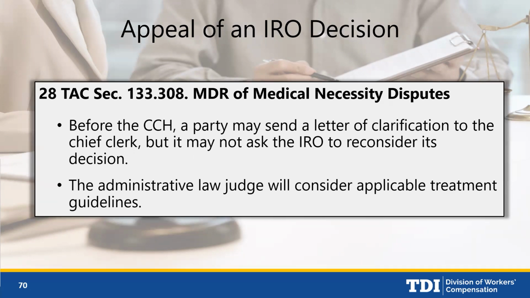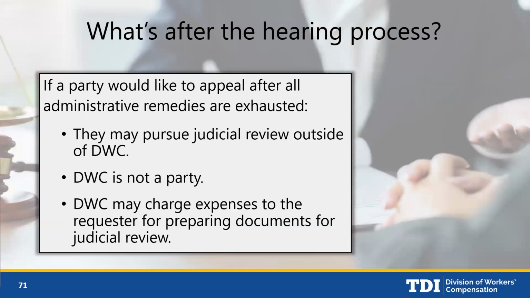So, like I said, the CCH, the hearings department, may send a letter of clarification to the IRO, but they can't ask the IRO to start over and look at it again, not to reconsider their decision, but just if they need something clarified, they can ask for that. The hearings are presided over by an administrative law judge, and they're going to be looking at the applicable treatment guidelines when they make their decision of that appeal of an IRO decision.